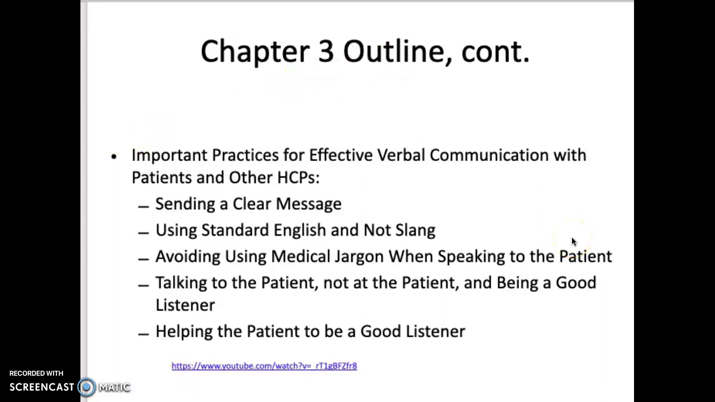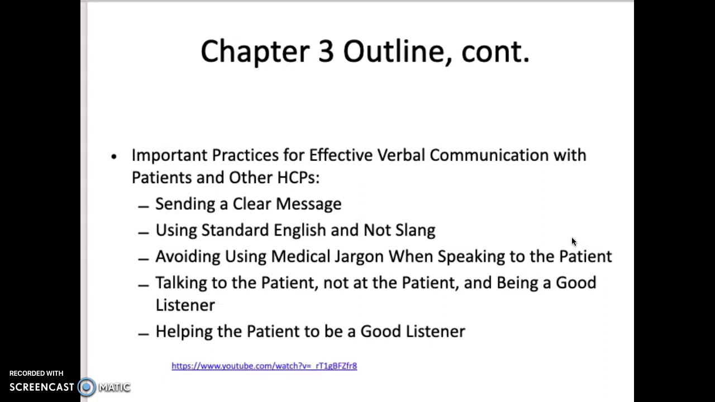When you're a provider, you want to make sure that you send a clear message to patients. Verbal communication has to use standard English language and not slang. There are interpreter services available, but those are usually highly regulated in healthcare settings, so be aware of that. Sometimes that can be a challenge, but healthcare systems do everything they can to make sure people are communicated with in the manner that they understand. Medical jargon is not something you want to use around patients because they're not going to understand it, and sometimes it can be really confusing.